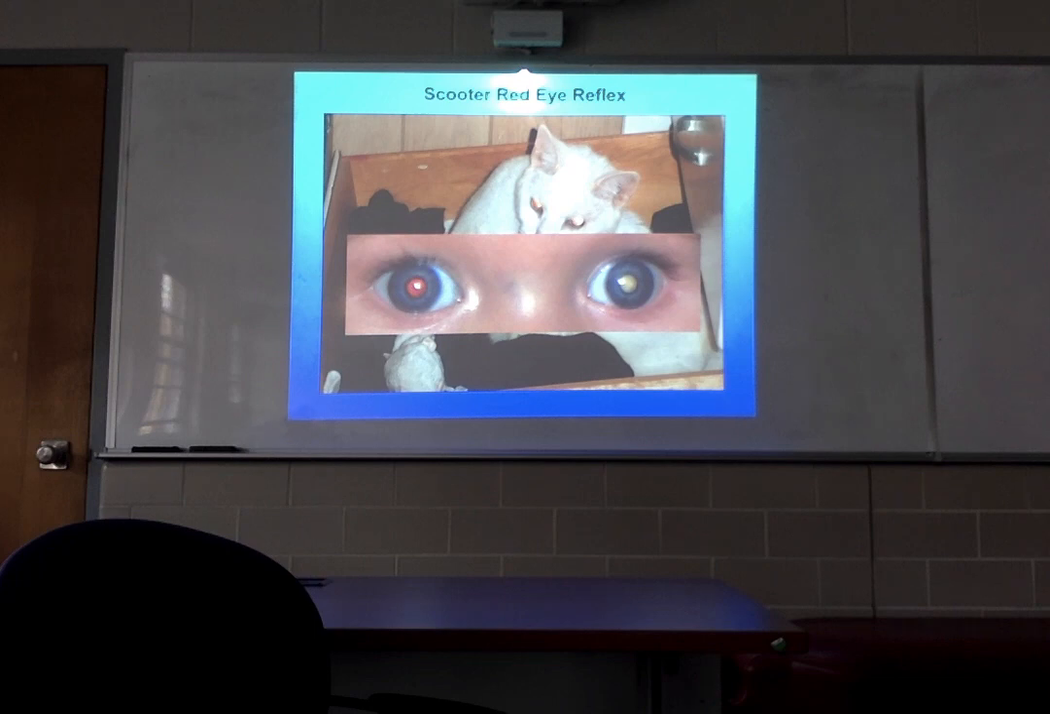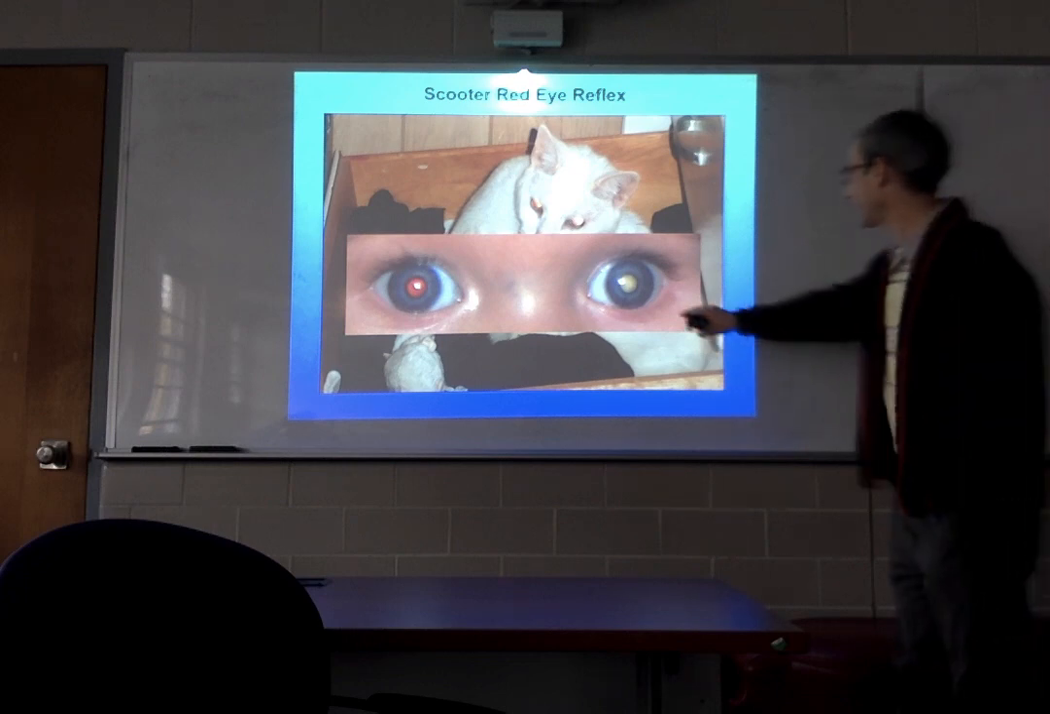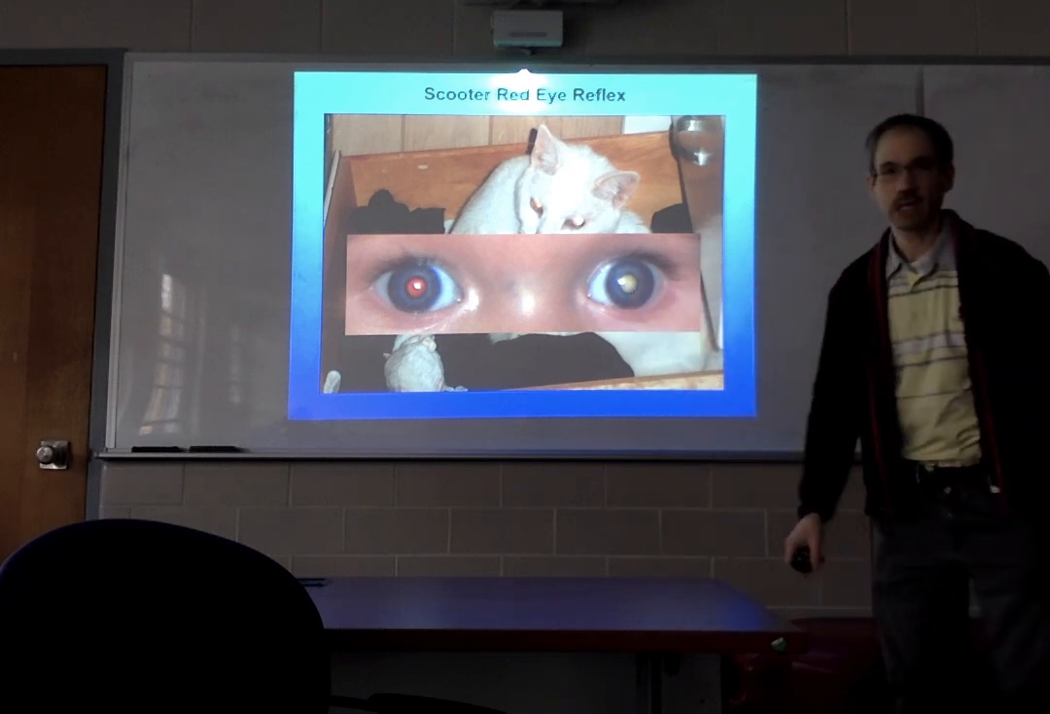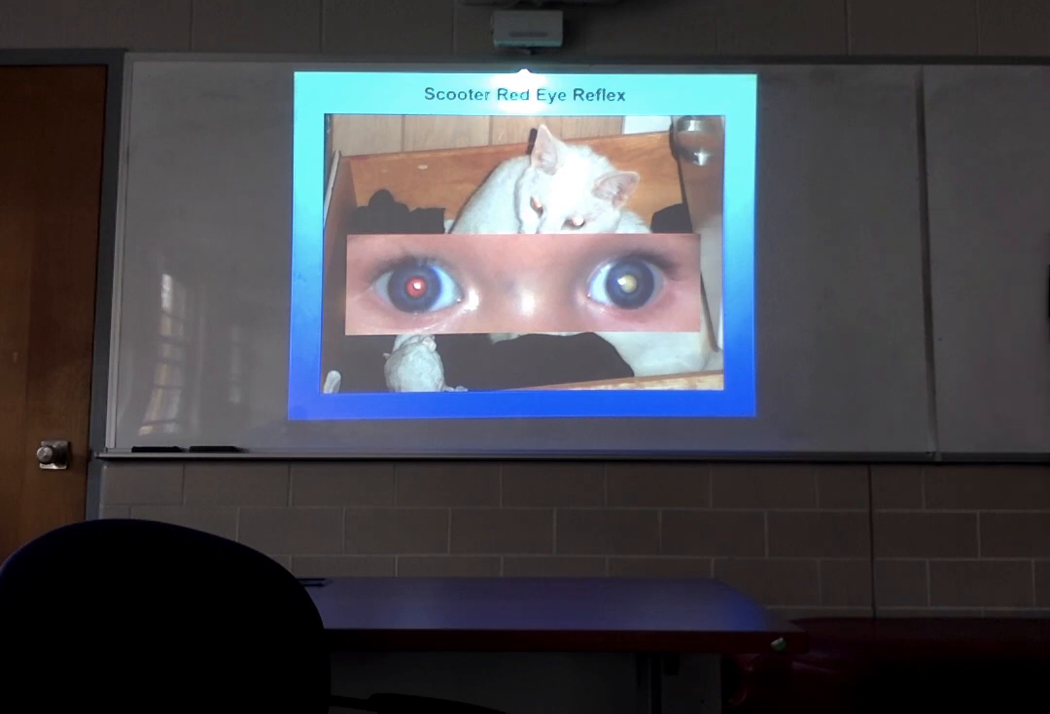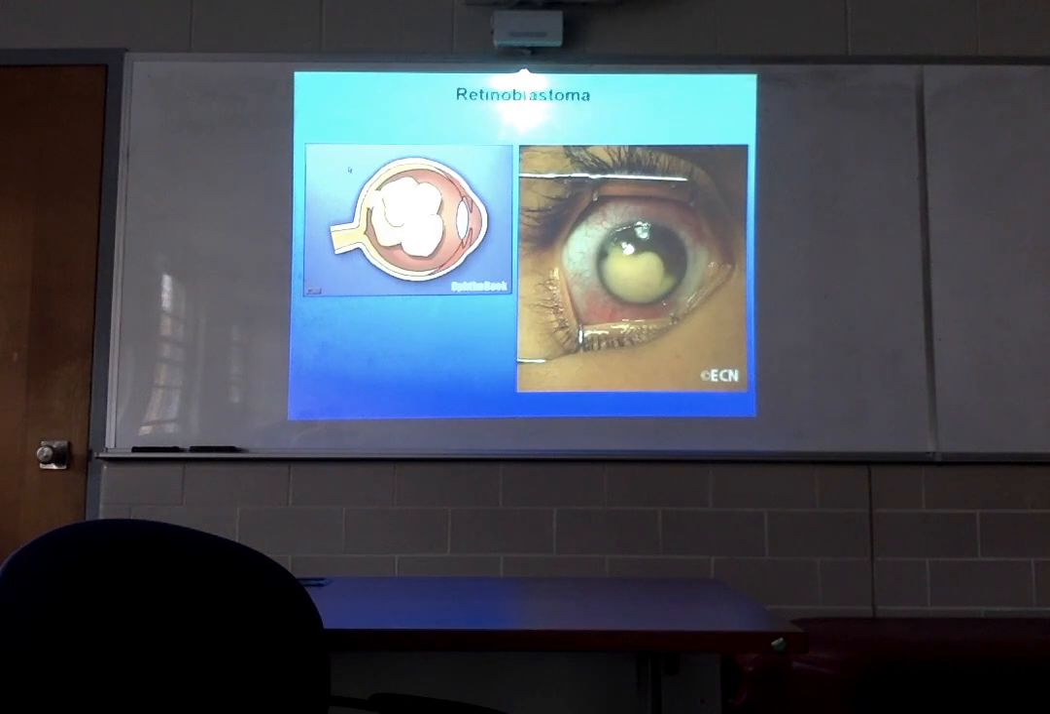The person's eye here is filled with just a lot of cancer. It's blocking the back of the eye, and as a result, instead of seeing that red eye reflection from the back of the retina, you see just the surface of the cancer, which is white. And this might be the first tip-off that something's wrong with the eye. Okay? This is what an advanced case of retinoblastoma looks like.